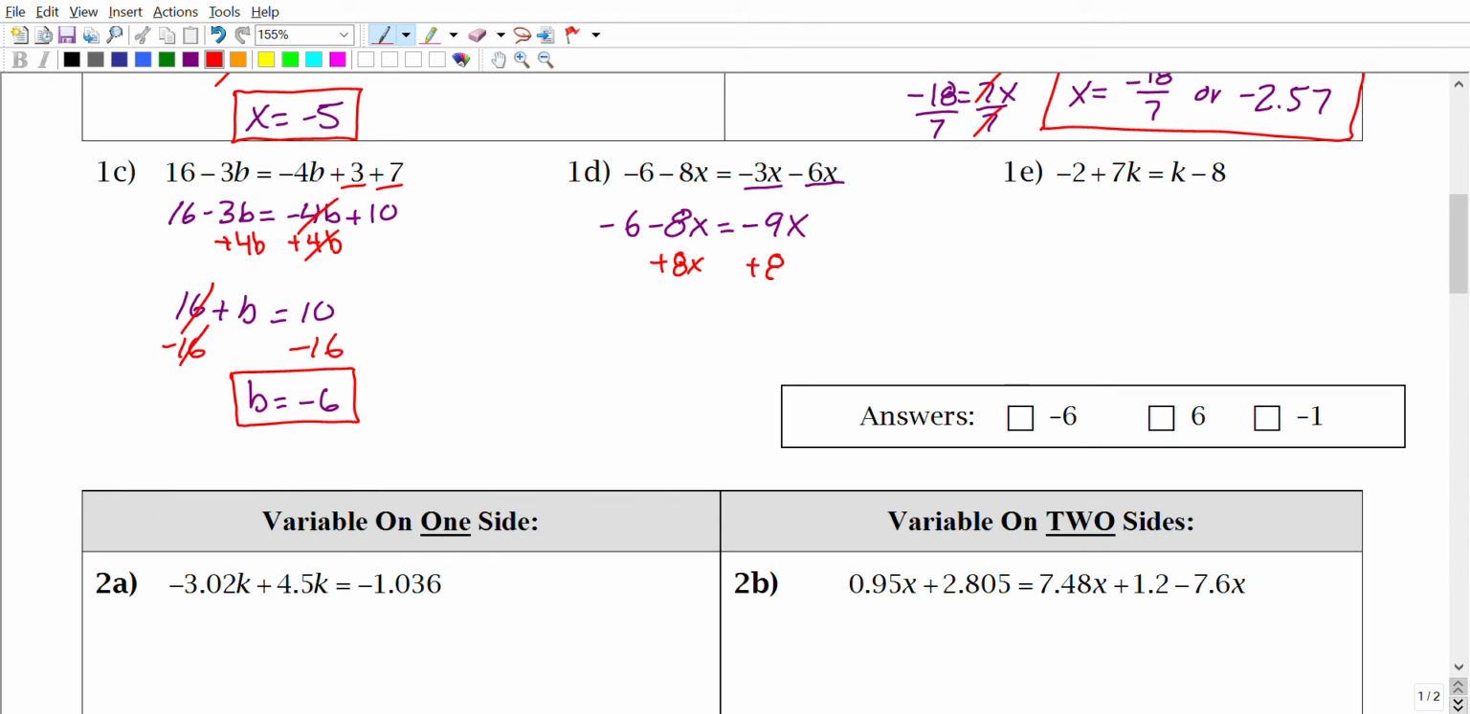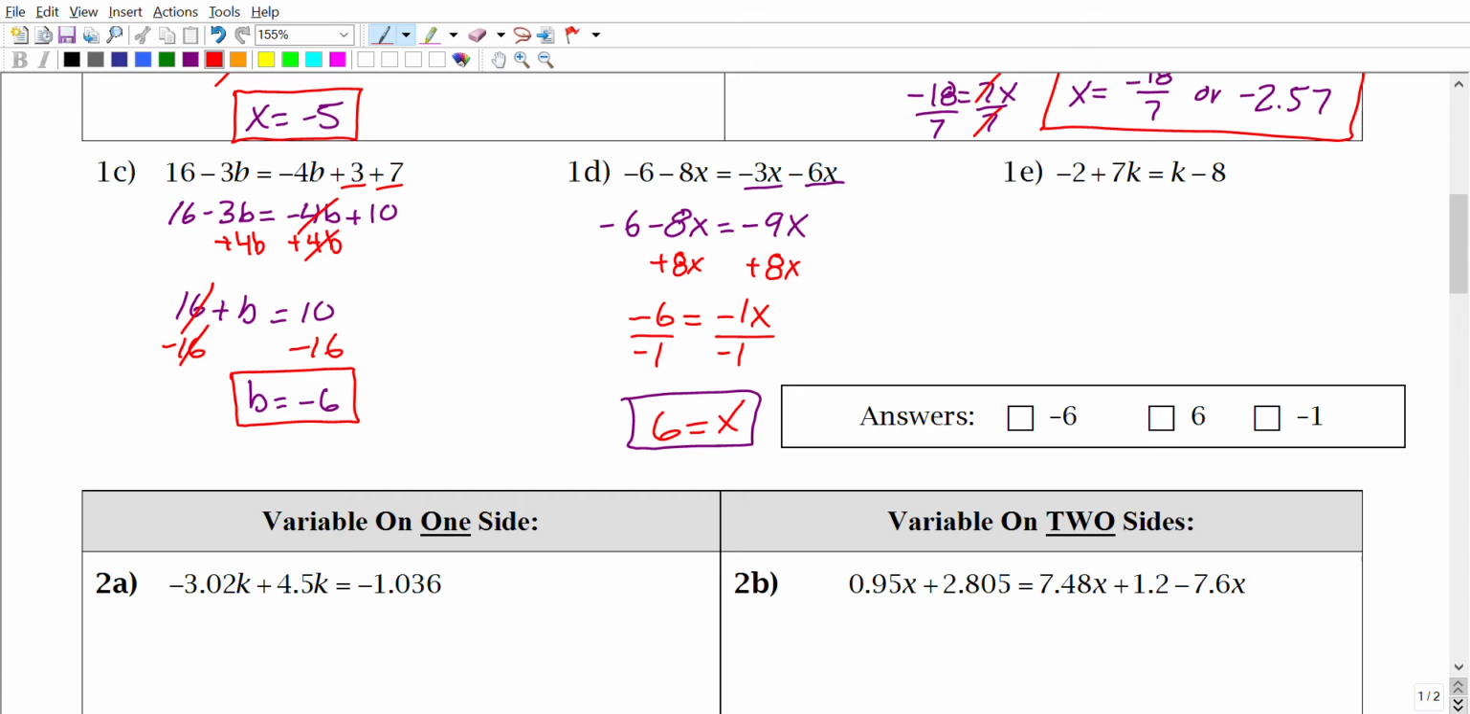I'm going to add 8x to both sides. All right, let's see what we get. Negative 6 equals negative 1x. Now we have a variable just on one side. I can follow the rules of SADMAP now. The only thing I got to get rid of here is that negative 1. So I get x equals 6. Now, again, if you wanted to try the other method and get rid of that negative 9x first, that's totally fine. And you will see that you get the exact same answer. All right, let's move on to 1e.